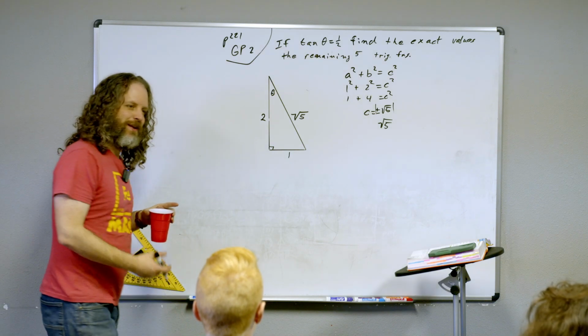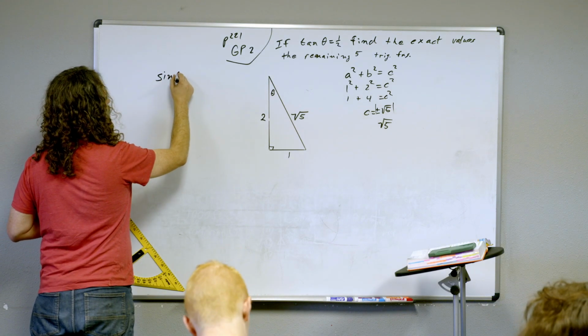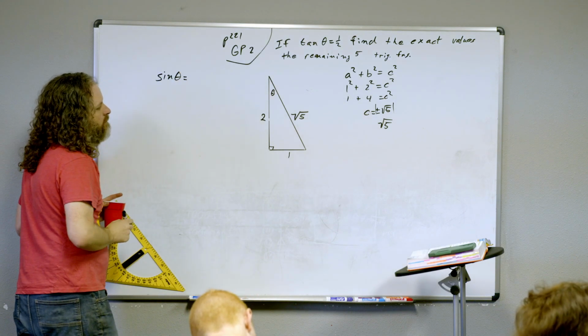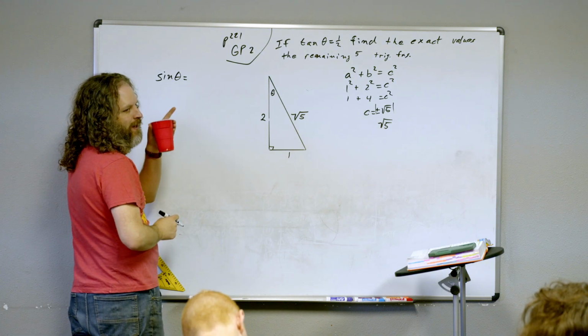Great. Now, let's write the trig functions. So the sine of theta would be what? 2 over the square root of 5. Sine, not cosine.